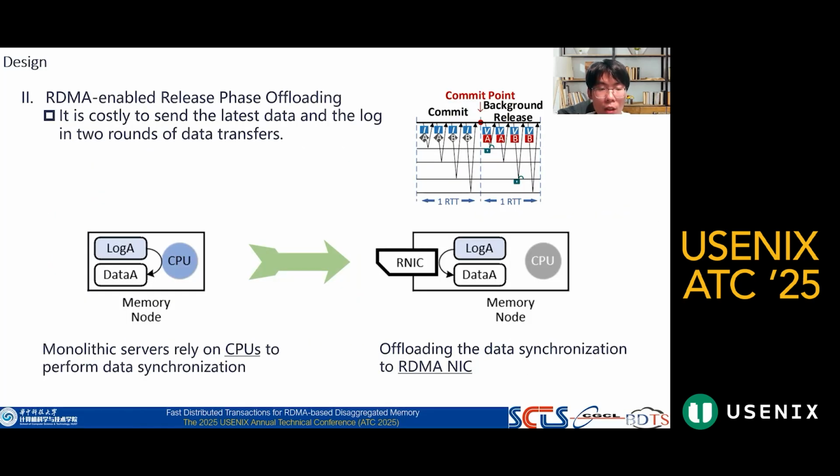Now, let's discuss our further optimization for the commit phase. As shown in the top right figure, we use redo log for the commit phase, but it's costly to send the new data and log in 2 rounds of transfer in DM systems. Traditional monolithic servers rely on the CPU to perform data synchronization to reduce the latency, because it only involves data copy locally. So, in the DM environment, we plan to exploit the RNIC of the memory nodes to synchronously perform the data copy.